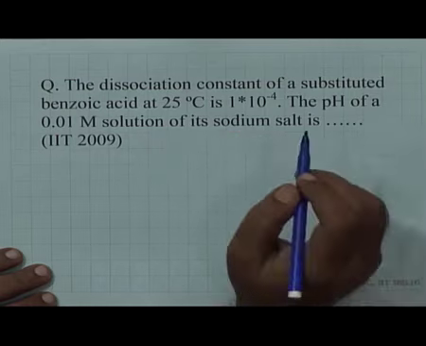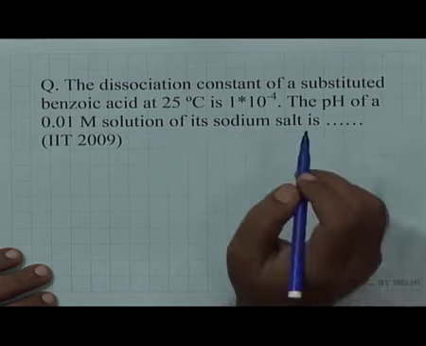Dissociation constant is given. So, Ka is given 1 into 10 to the power minus 4. Concentration of acid is given, C acid is equal to 0.01 molar. And what we need to find out is pH of the solution. Since this is a sodium salt of a weak acid, this is a strong base. So, we will write OH minus ion concentration is equal to root of KH into your concentration of salt. And concentration of salt is 0.01.